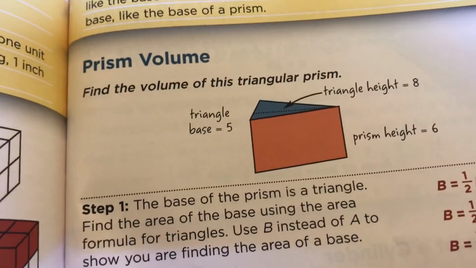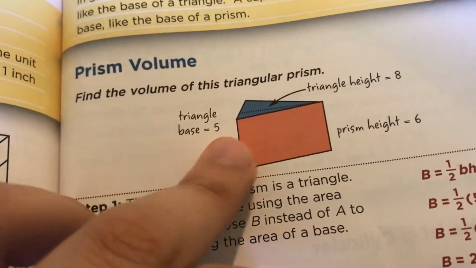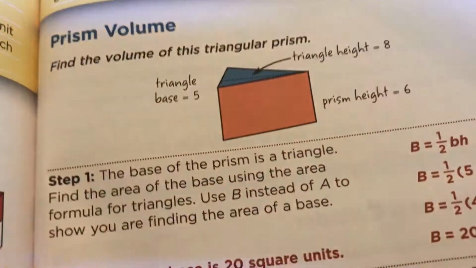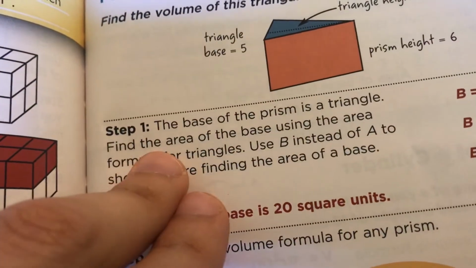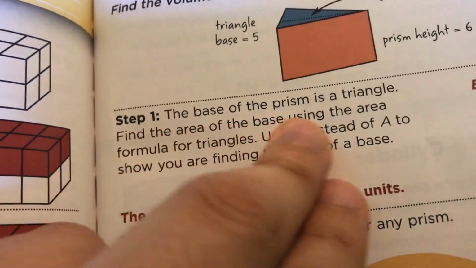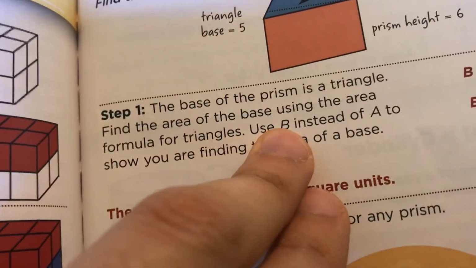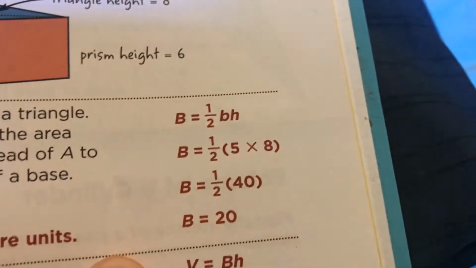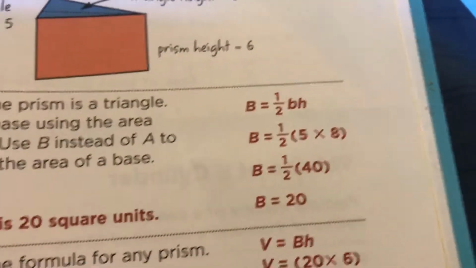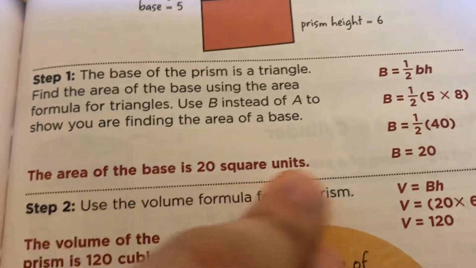Find the volume of the triangular prism. Triangular base equals 5, triangular height equals 8, prism height equals 6. So step 1, the base of the prism is a triangle. Find the area of the base using the area formula for triangles. Use big B instead of A to show you are finding the area of the base. So here we do, there's the formula. Okay, the area of the base is 20 square units.